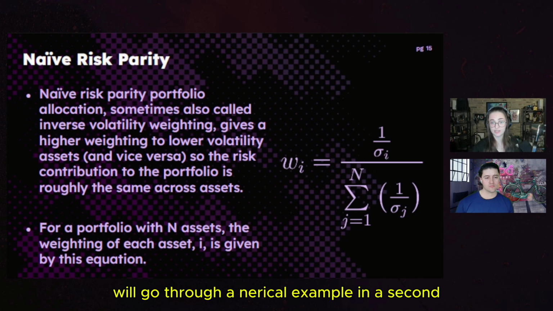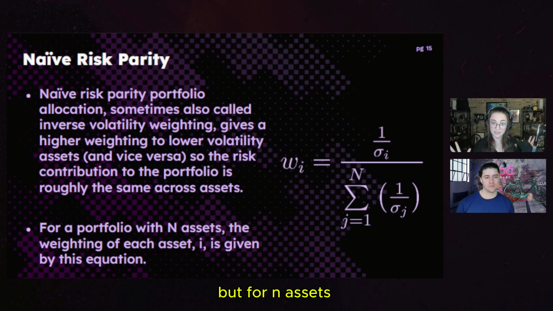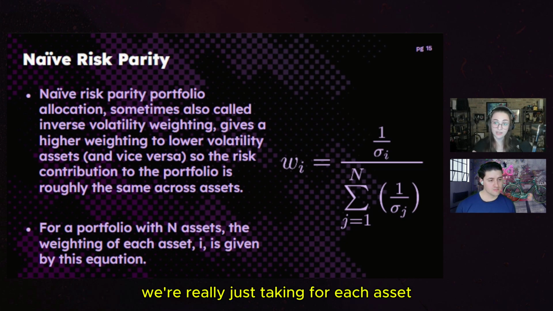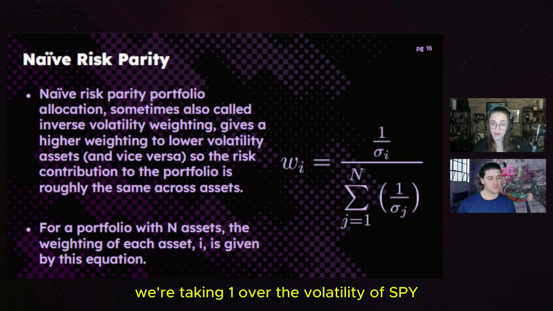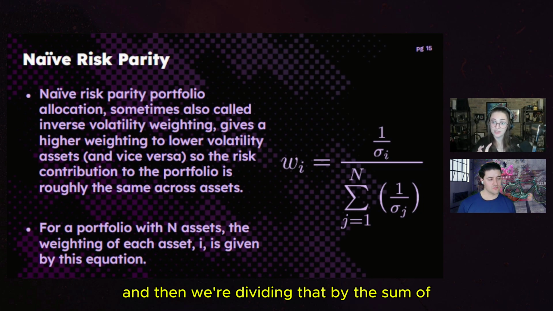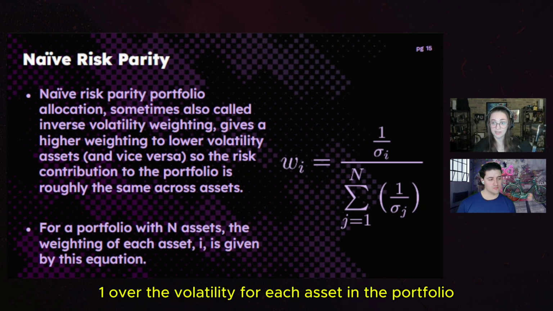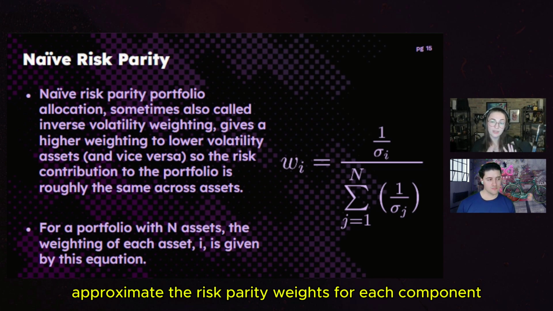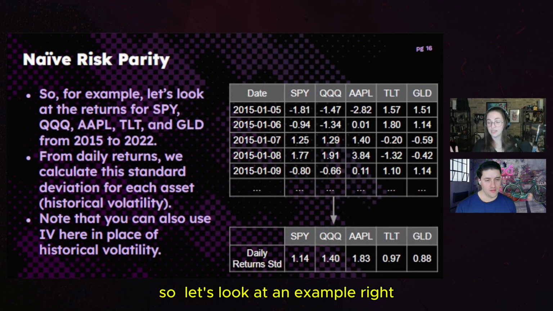The actual approximation, again, is actually pretty easy. We'll go through a numerical example in a second. But for N assets, the weighting for each asset i is given by this equation. For each asset, so for SPY, for example, we're taking 1 over the volatility of SPY, and then dividing that by the sum of 1 over the volatility for each asset in the portfolio. So 5 in the example that we were looking at before is N. And that's how you can approximate the risk parity weights for each component.